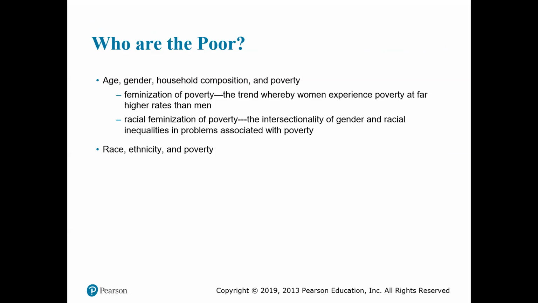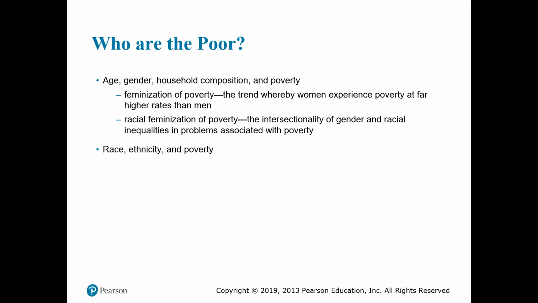So who are the poor? Poverty isn't distributed equally. People in some categories are at higher risk for poverty than people in other categories. In order to look at this, we have to look at the feminization of poverty. This is the trend whereby women experience poverty at far higher rates than men. About 2/3 of all adults living in poverty are women. Households headed by women are the fastest growing segment of the overall population. In 2009, about 1/3 of all families headed by women were poor and nearly 15% lived in deep poverty.